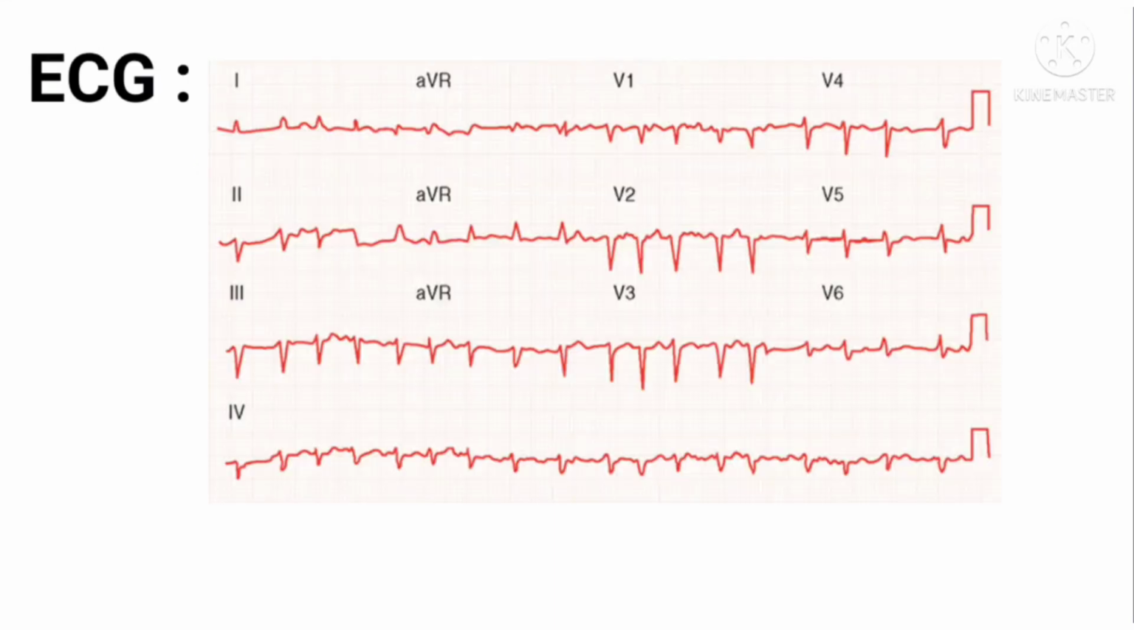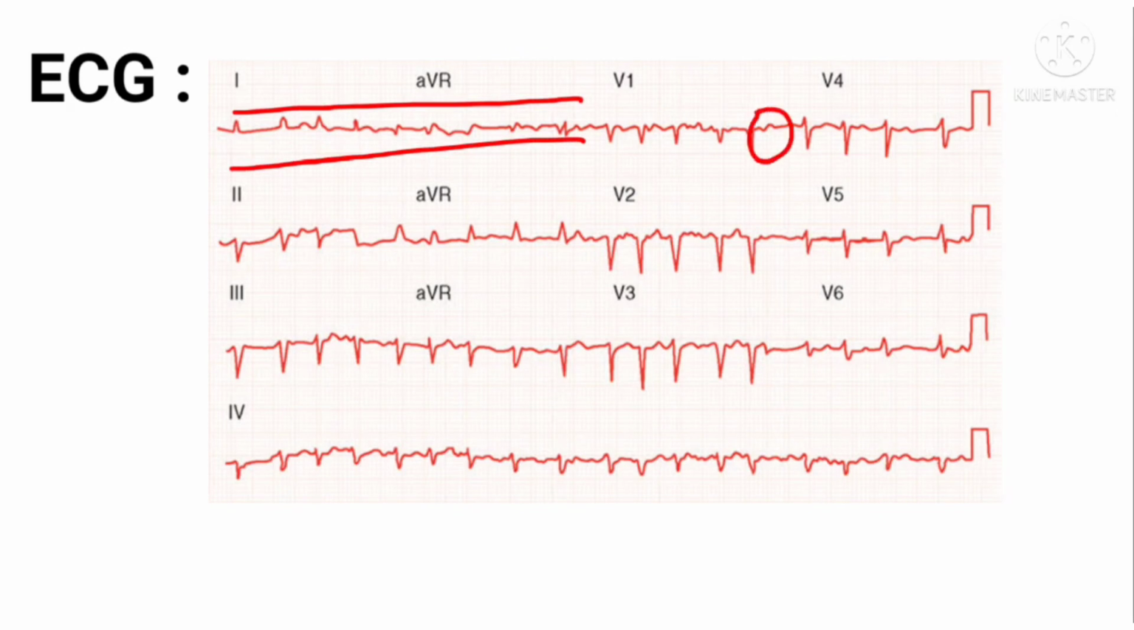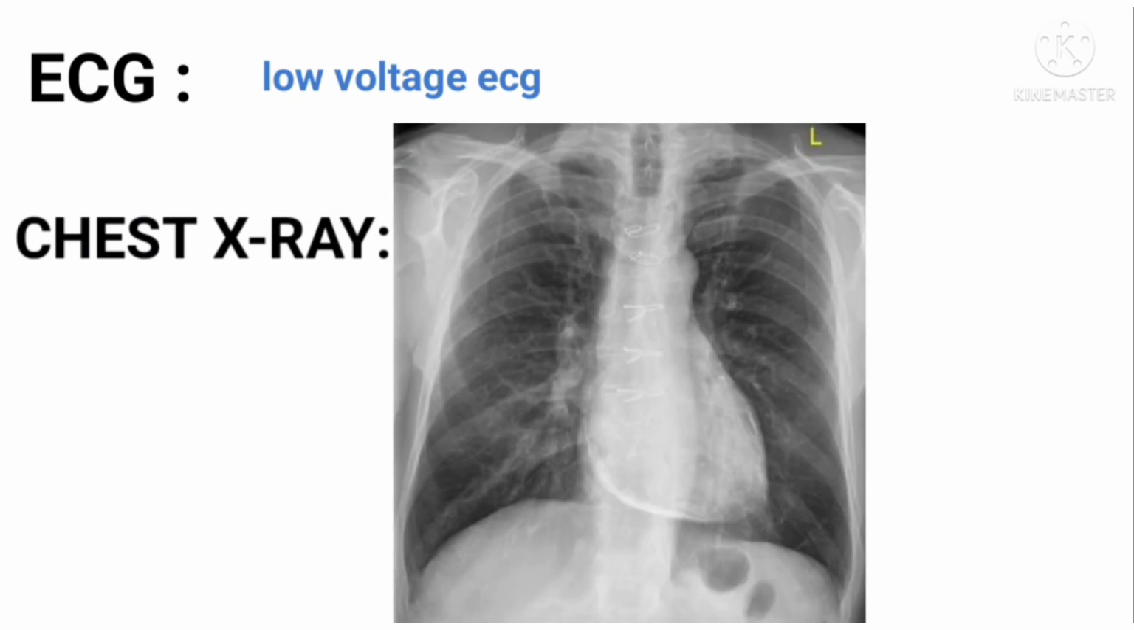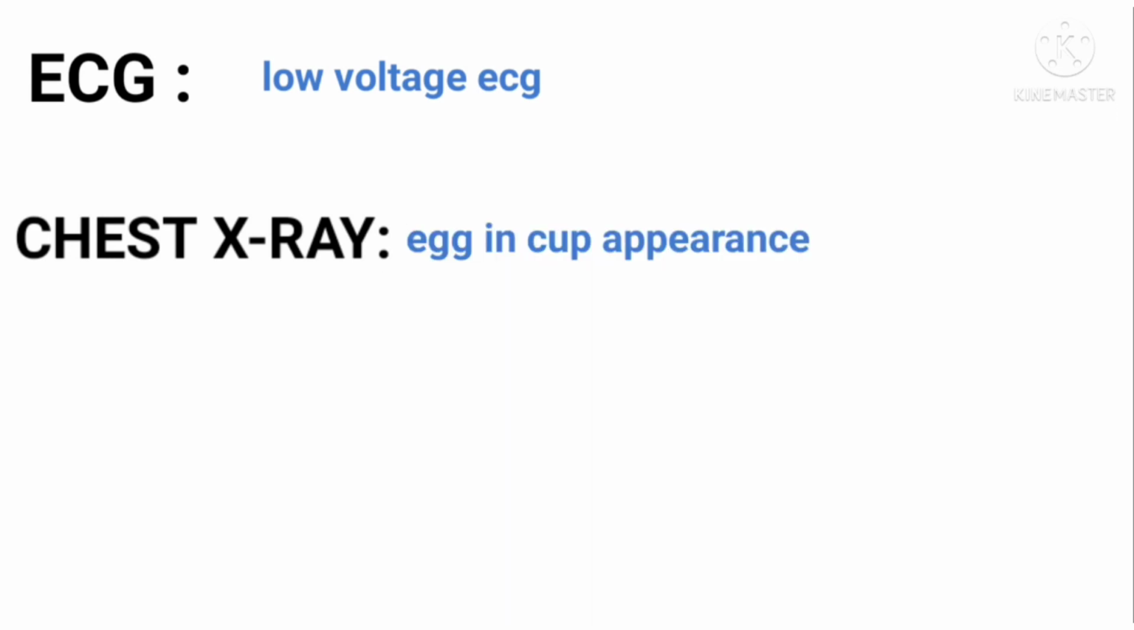Those are, first, ECG. In ECG, we will get narrow voltage ECG, and there may be non-specific ST changes. The second investigation will be chest X-ray. In chest X-ray, we will get egg in a cup appearance. The third investigation will be CT chest.